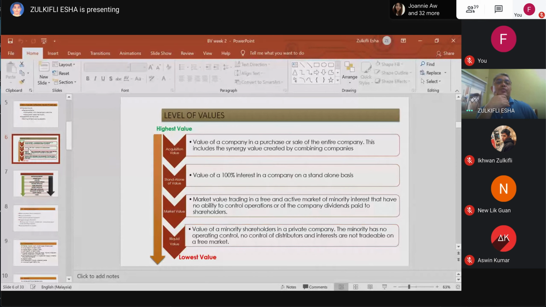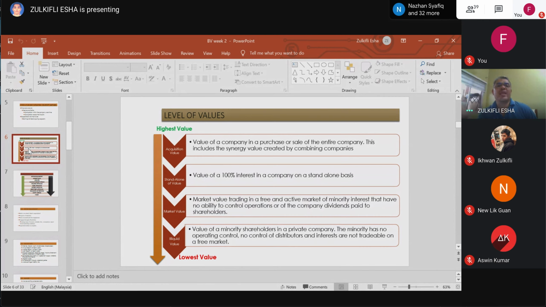The highest value will be acquisition value. Below acquisition value is standalone value. Below that is market value. The lowest value is illiquid value. So what does acquisition value mean? Acquisition value is the value of a company in a purchase or sale of the entire company. This includes the synergy value created by combining companies.